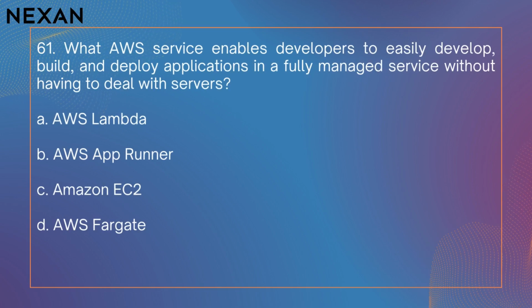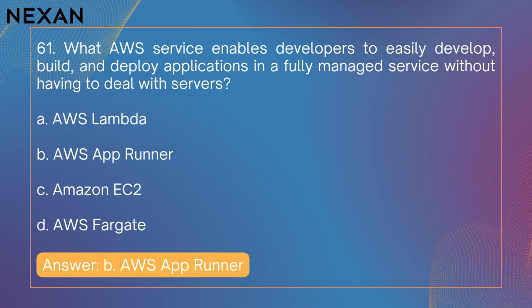61. What AWS service enables developers to easily develop, build, and deploy applications in a fully managed service without having to deal with servers? A. AWS Lambda. B. AWS App Runner. C. Amazon EC2. D. AWS Fargate. Answer: B. AWS App Runner.